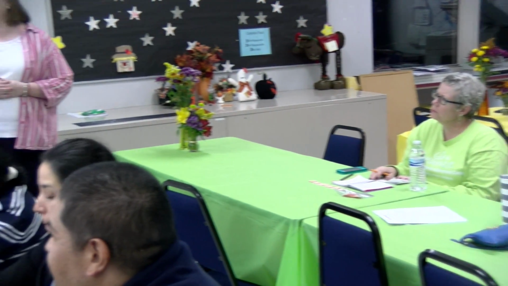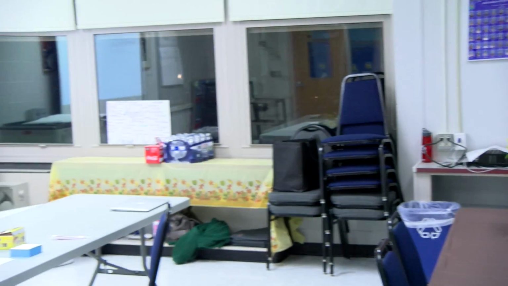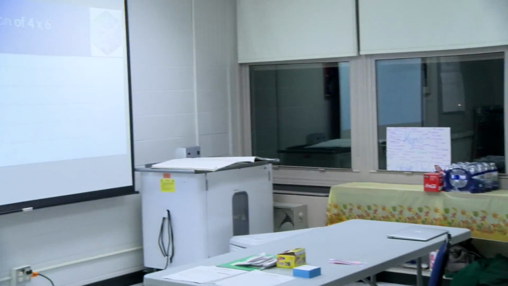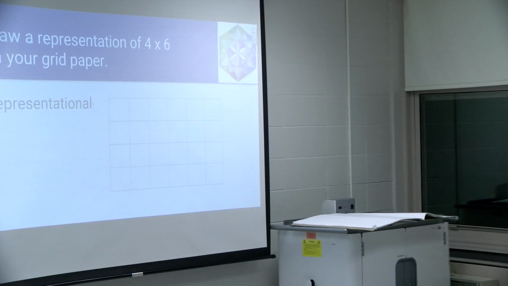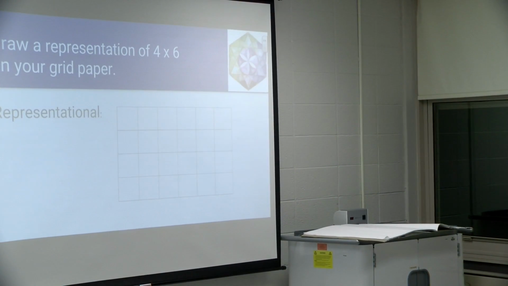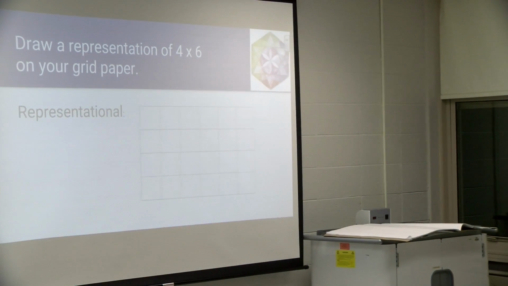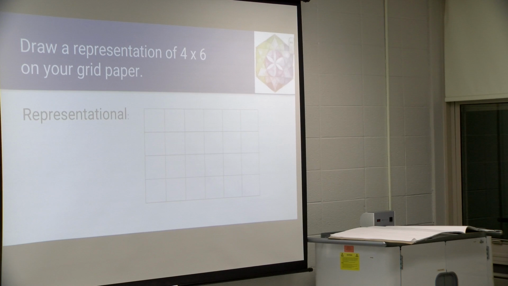So now that the students have had a chance to use the concrete model, now we're representing on the grid paper, and we should have our representational where we're showing 4 rows of the 6 tiles put together like this. And we would transition from actually shading in each square to putting an outline around the squares.